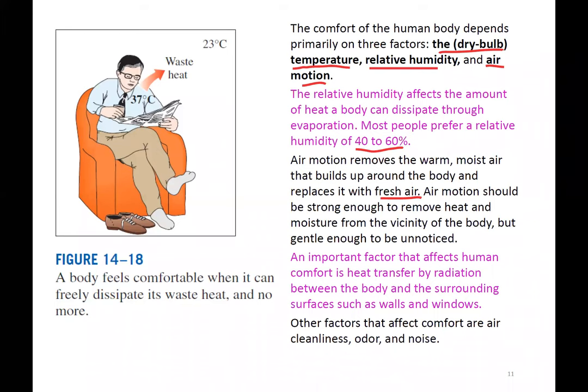And I mentioned human comfort, heat transfer by radiation from body, walls, and windows. Again, it can feel hot because you're standing by a window, even though the air temperature is 72 in your room; you're getting heat transfer from radiation from the sun. If you're standing at the window and the sun's blaring through it, you're getting heat transfer directly to you, even though the air around you is still 72 degrees Fahrenheit. You feel hotter because of the heat that's coming into you, not the temperature. All right, so that's why relative humidity is important, right?